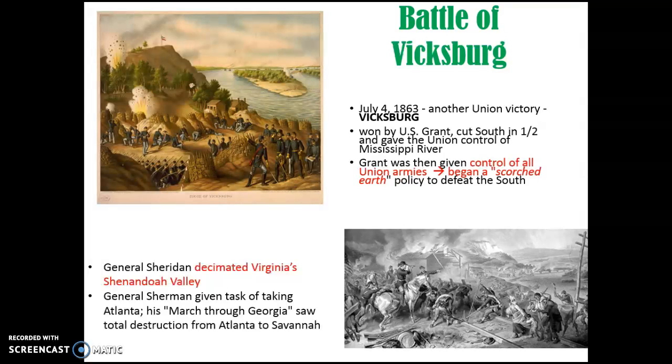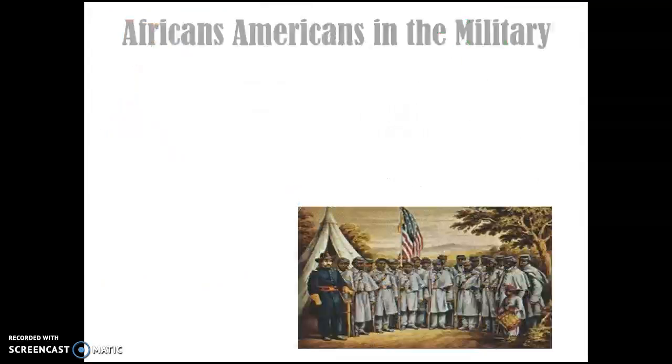General Sheridan would decimate Virginia's Shenandoah Valley, and then General Sherman was given the task of taking Atlanta. His march through Georgia saw total destruction from Atlanta to Savannah. He did the same thing that Grant did, that's destroy.